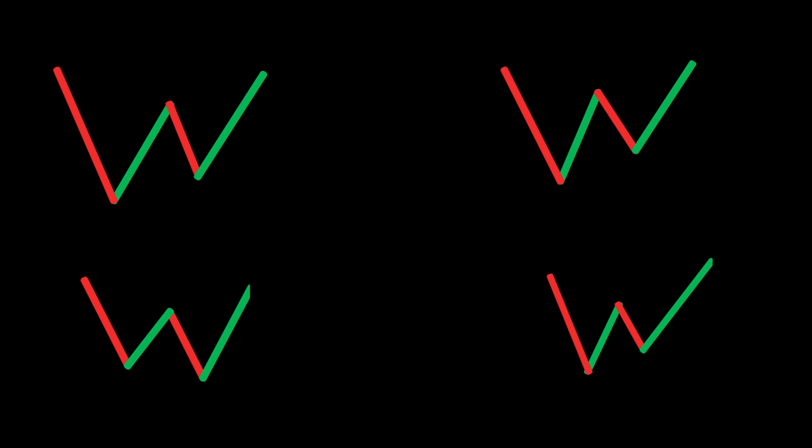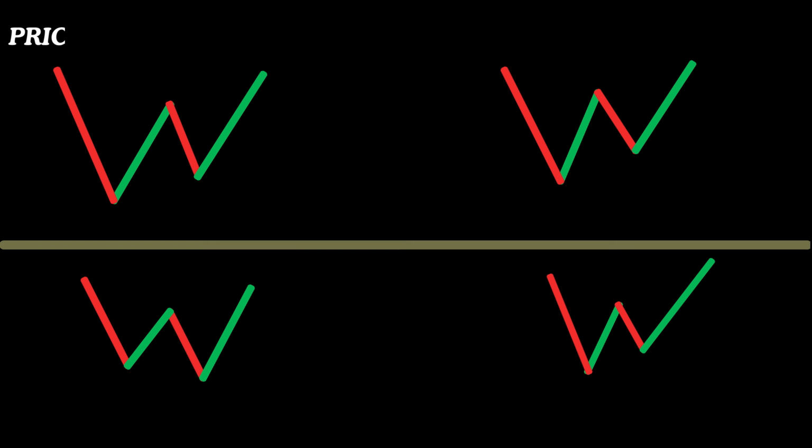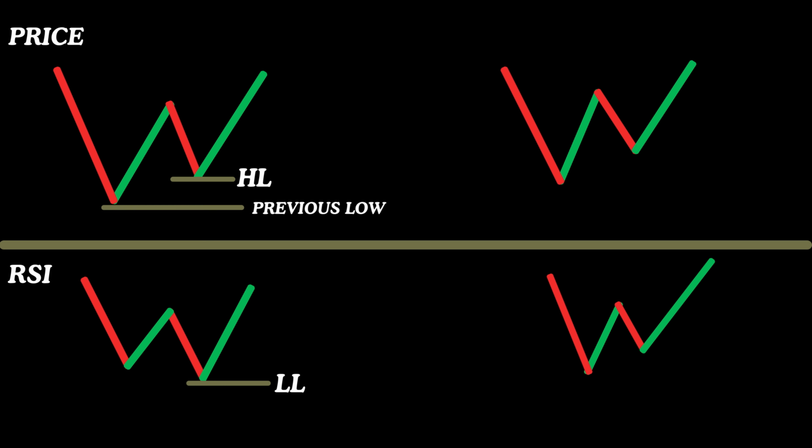Let's understand with the help of an example. Here, we have two examples. Here is our price chart, and this is the RSI indicator. For example, you can see that the price goes higher because this low is above the previous low, hence, this is a higher low. At the same time, if you look at the indicator, it is making a lower low because this low is below the previous low, hence, this is a lower low. So basically, this is what we call divergence.